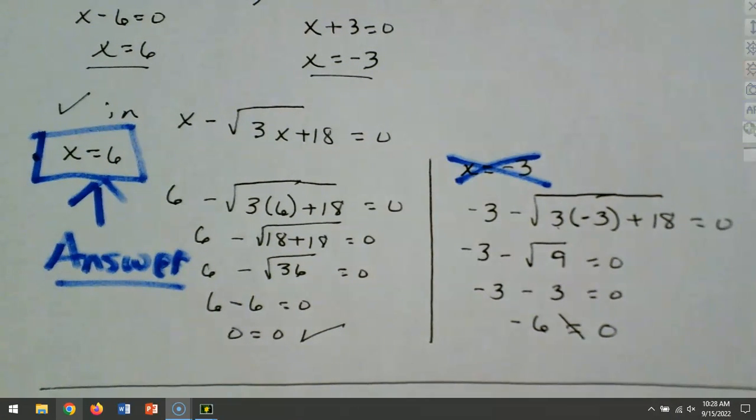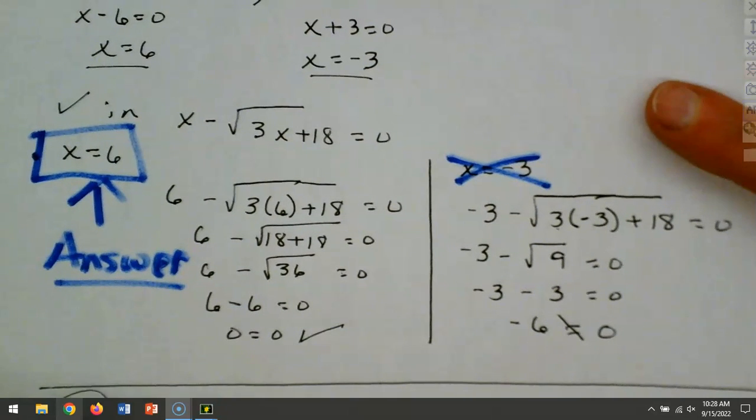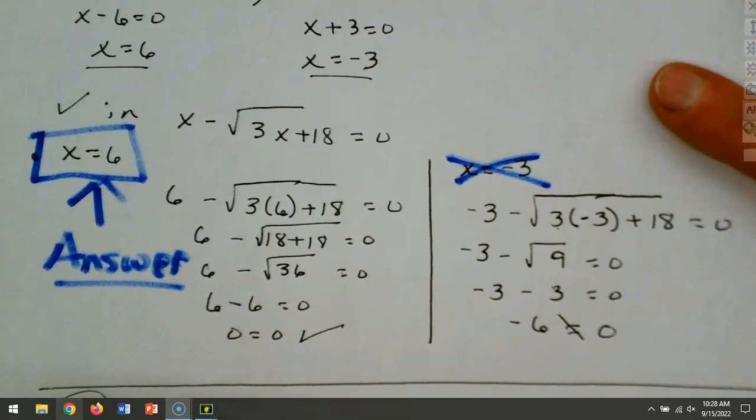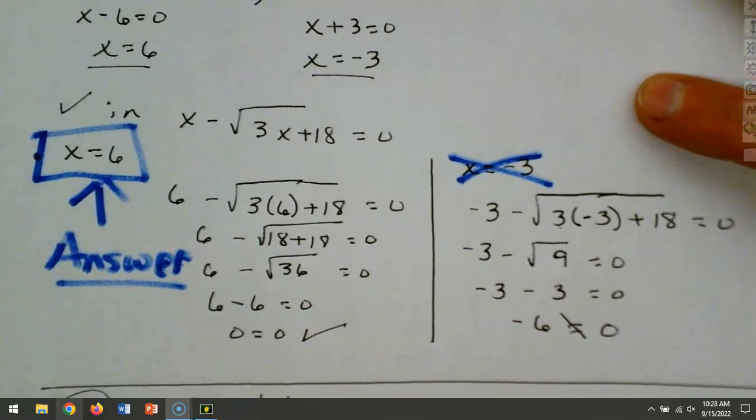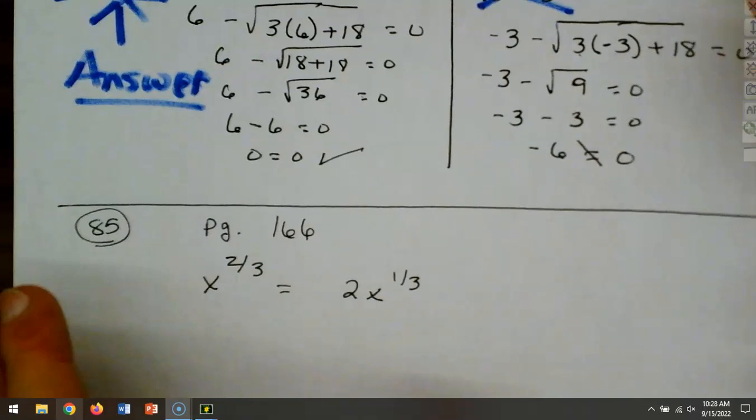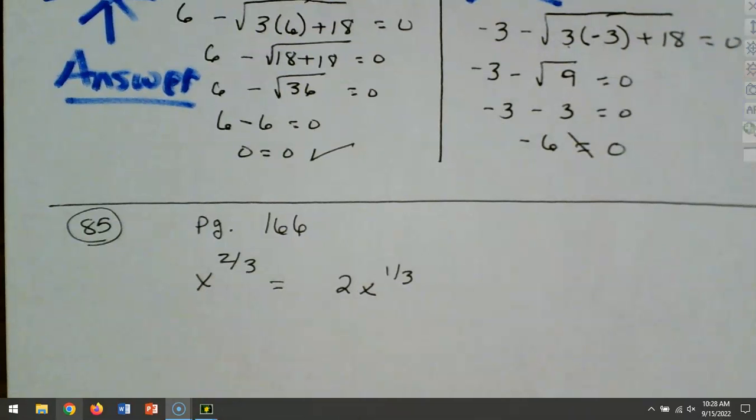The next ones that we're going to look at are how to solve something with a fractional power. And these, I think, are some of the easiest. So I'll pick some of these that are pretty easy to work with. Question 85, and this is on page 166. And these are easy to solve, and these have fractional powers. It's actually very, very simple to solve.